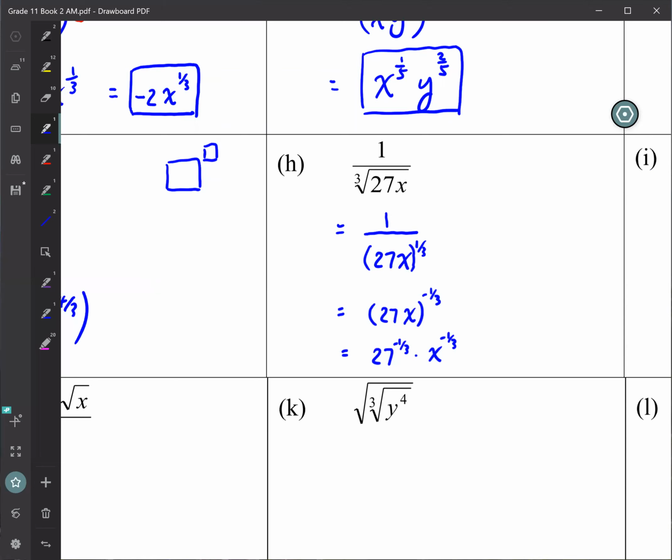So do you think we are done? Anything else we need to do? Brendan, what do you think? Take the cube root of 27. Yeah, and then what would that become? 1/3. 1/3. Okay, the negative exponent means it will go to the denominator.